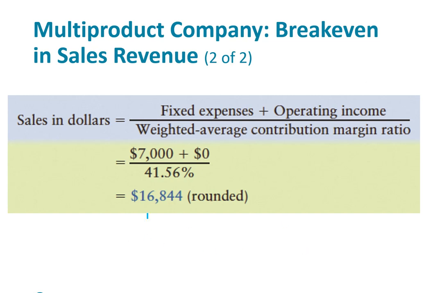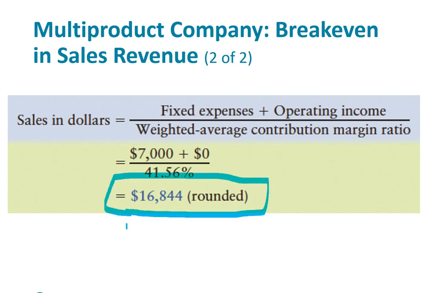Now, why do we do that? Well, the contribution margin ratio is what tells us what the break even in sales dollars is. Okay, so we use the contribution margin unit to calculate the number of units. We use the contribution margin ratio to calculate the sales dollars amount to break even.